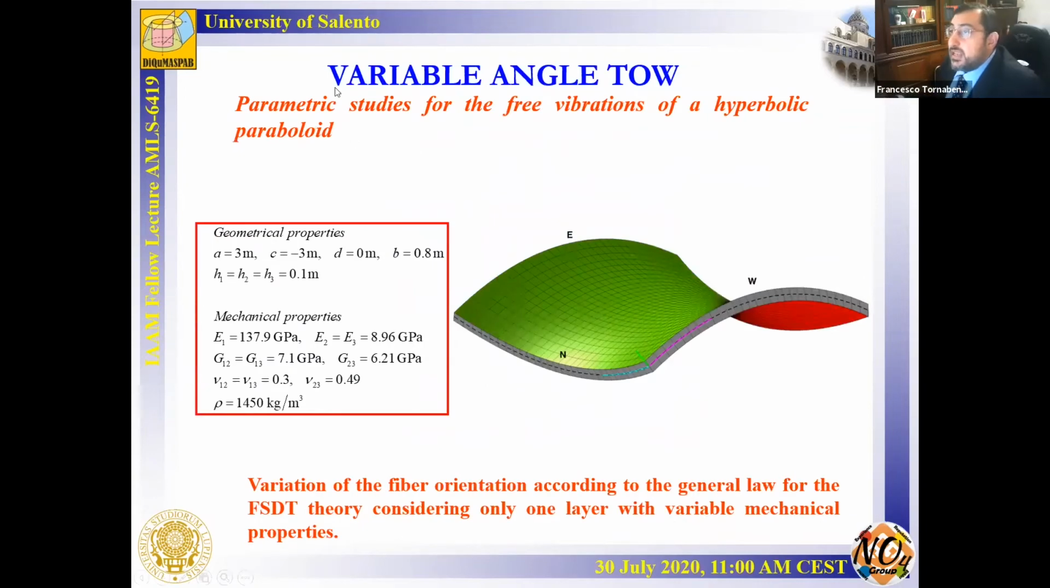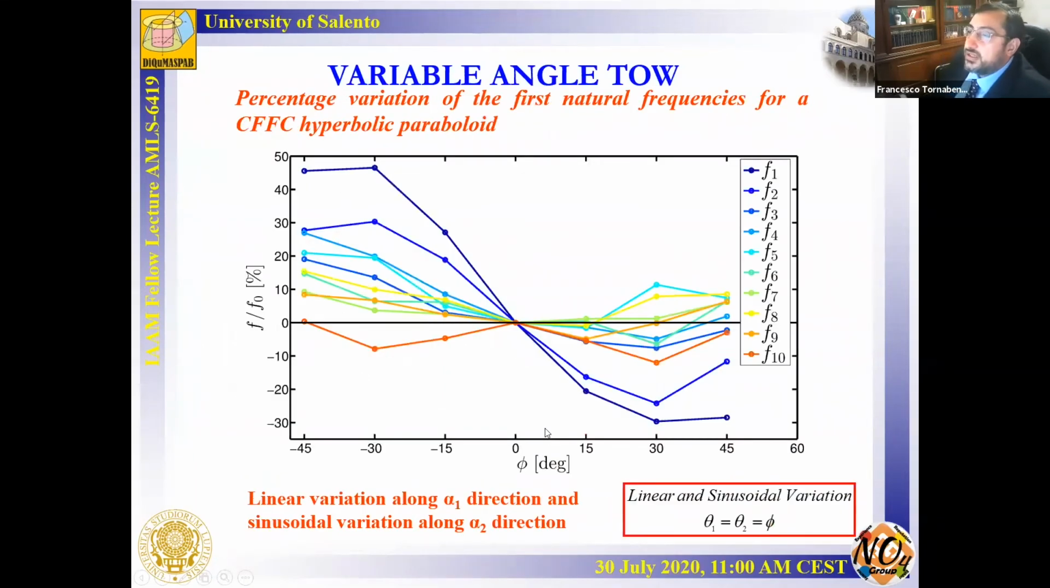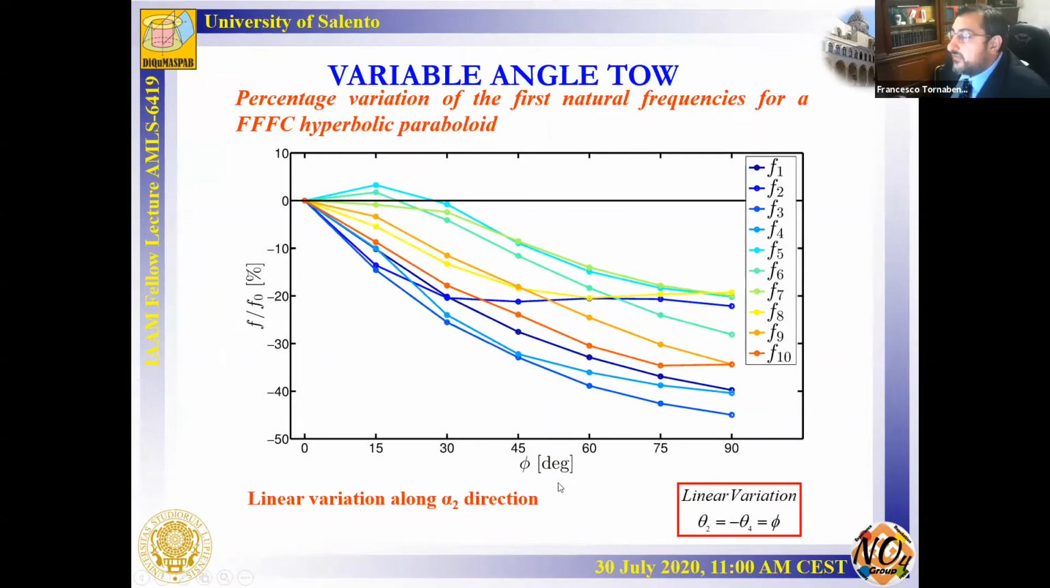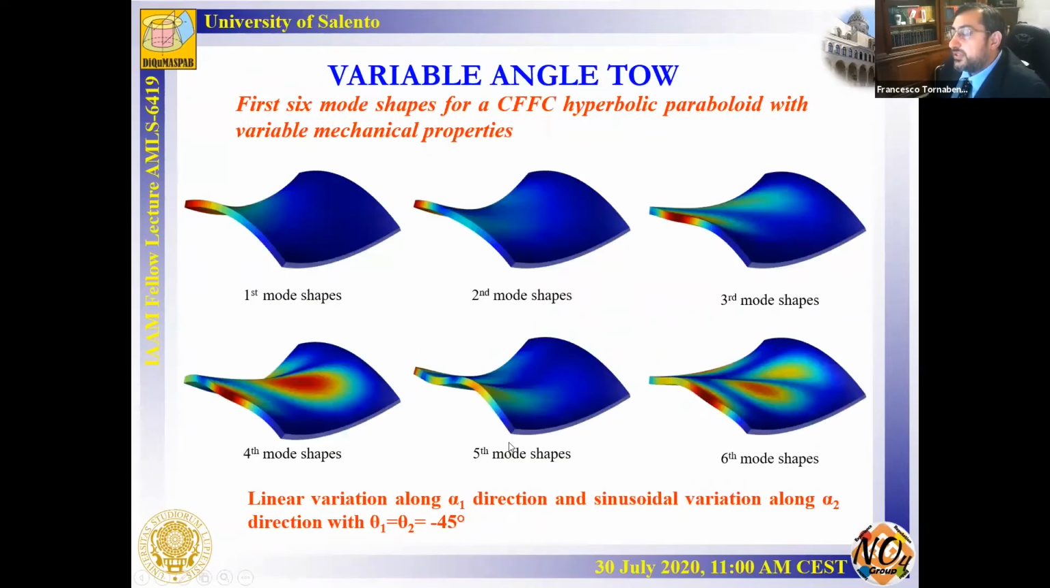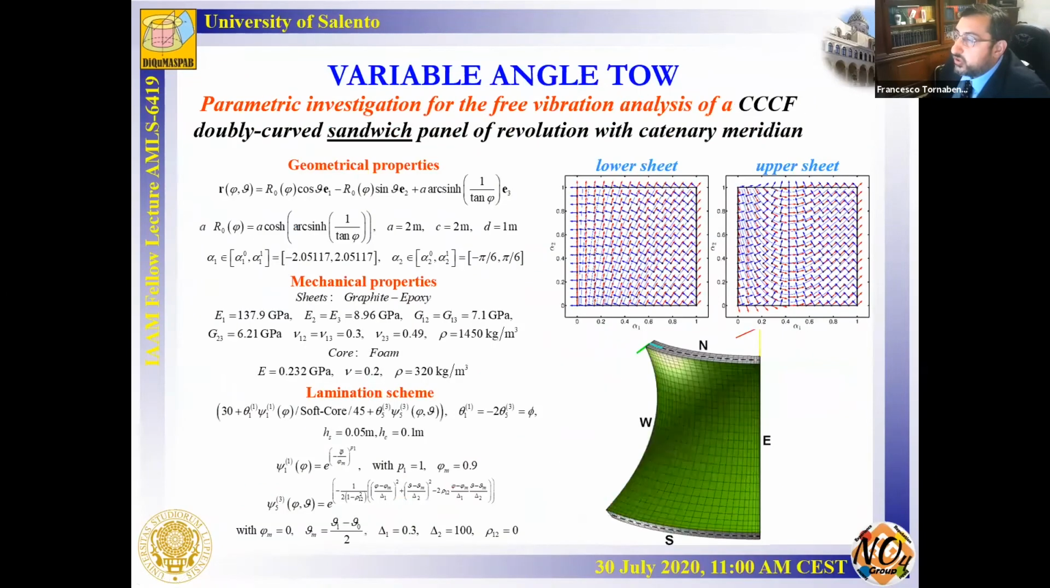For the first case, I have considered a hyperbolic paraboloid, and here I show you the sensitivity of the structures in terms of the first natural frequency if I use linear and sinusoidal variation by varying the parameter phi. And here I have considered a linear variation of the fiber orientation along the alpha 2 direction. And here I reported the mode shape that I have evaluated using the CUMASPA software.